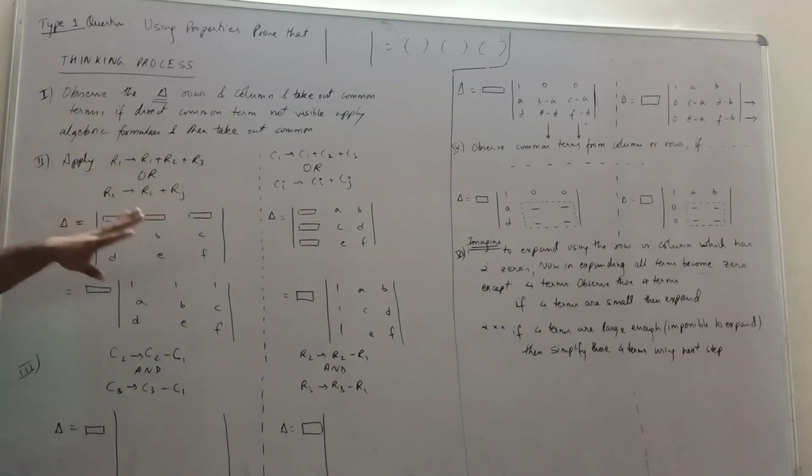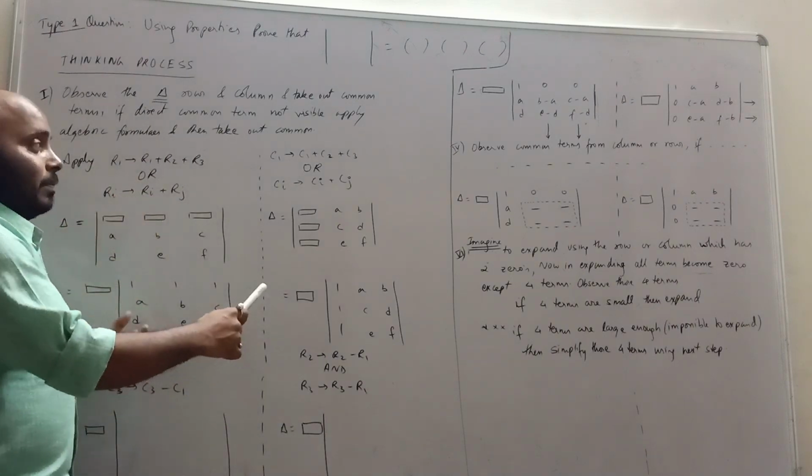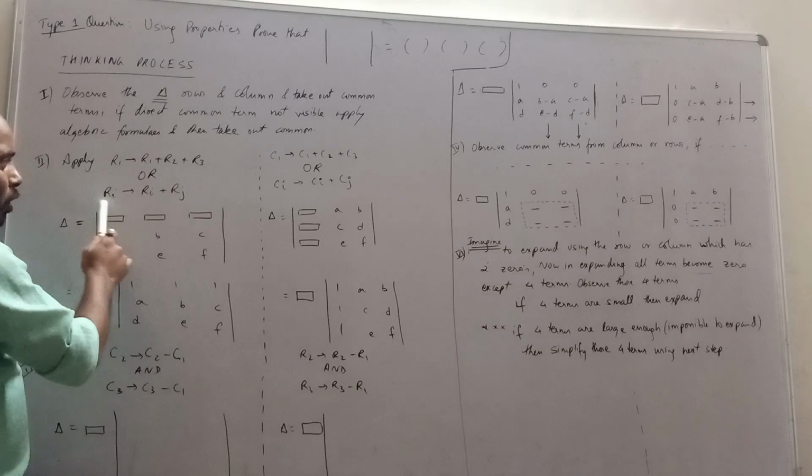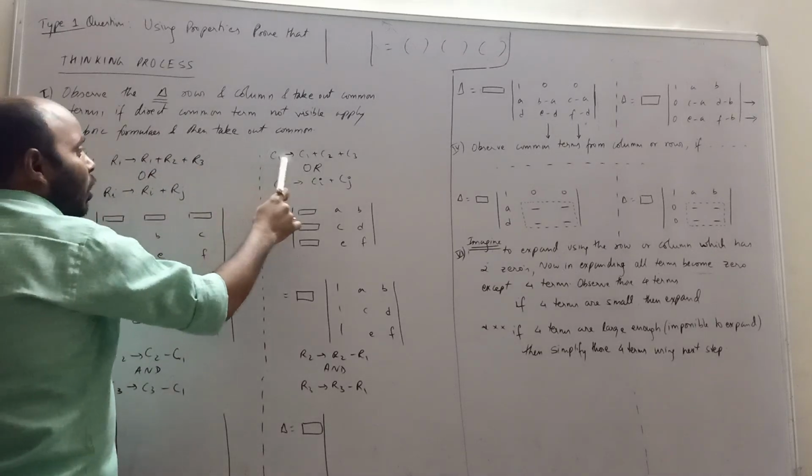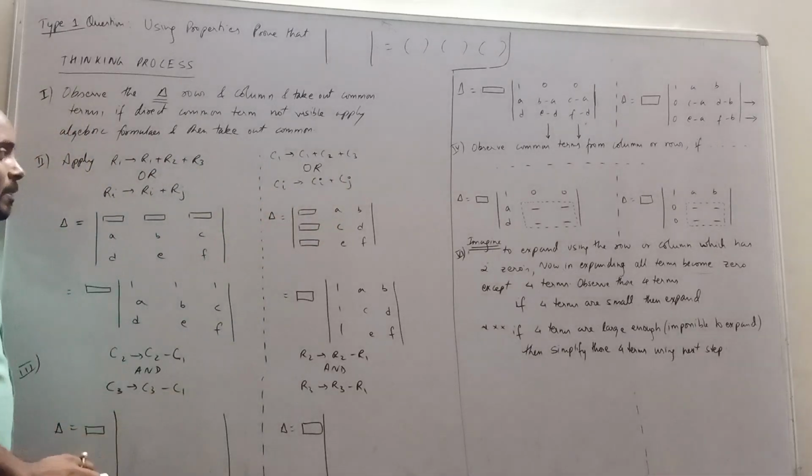Okay. Now, what's the job? Add all the rows or any two rows, Ri, Rj. Any two rows. Okay. Add. Then, if this does not work, what's the job? Add all the columns or any two columns.